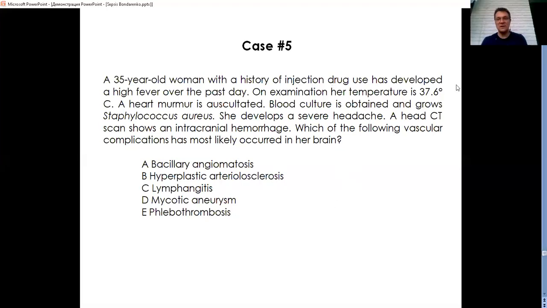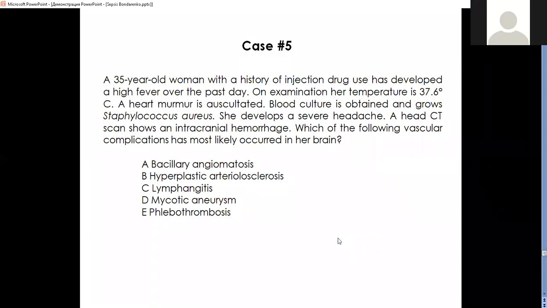Okay, on examination, her temperature is 37.6, a heart murmur is auscultated, and a blood culture is obtained and grows Staphylococcus aureus. She developed a severe headache. A head CT scan shows an intracranial hemorrhage. Which of the following vascular complications has most likely occurred in her brain?